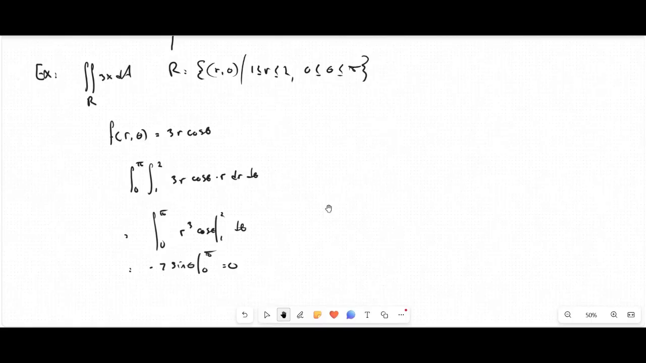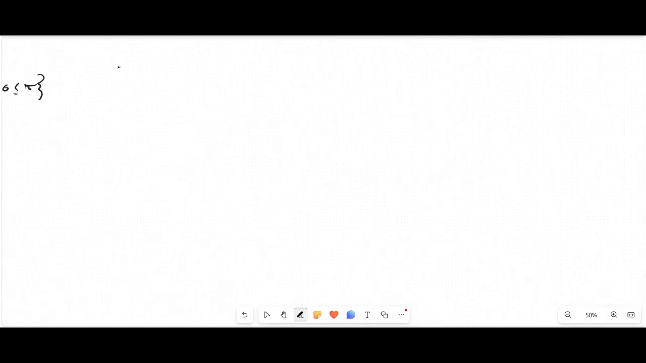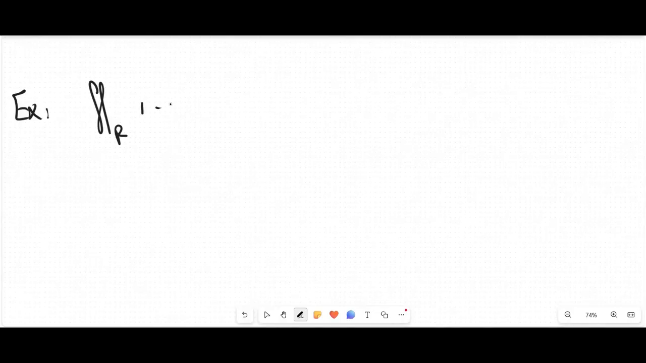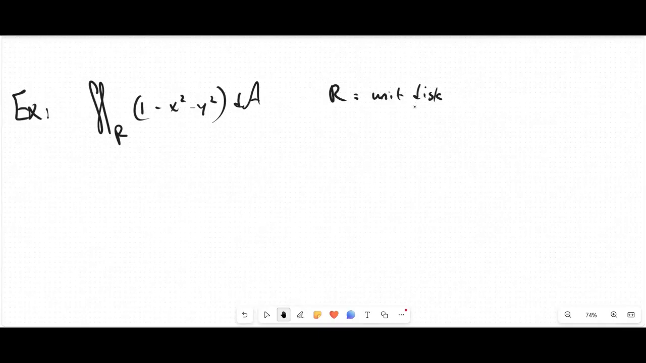Okay, this is another one. Yeah, let's do this one. They ask us to do this. And they just tell us R is the unit disk. So in particular, the circle centered at the origin of radius 1.